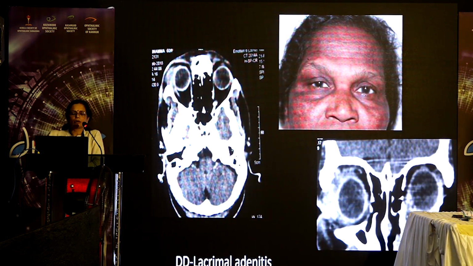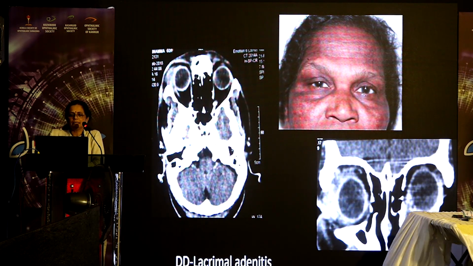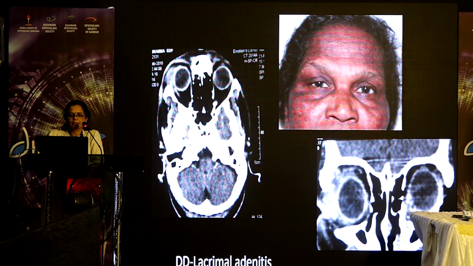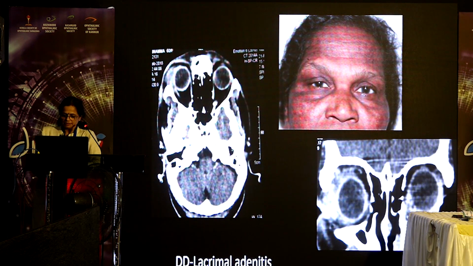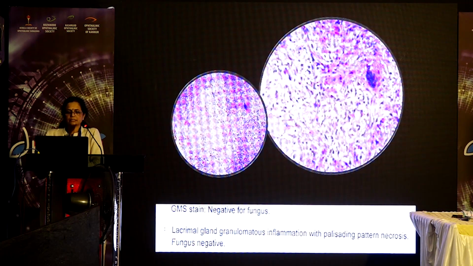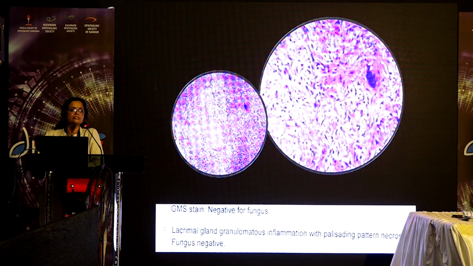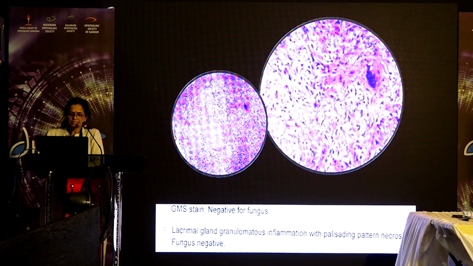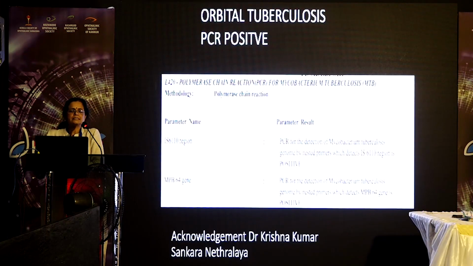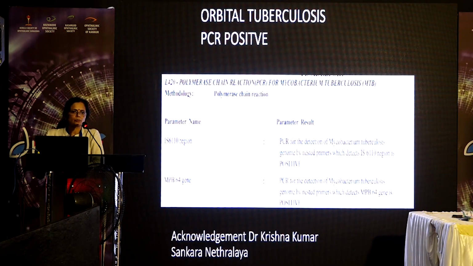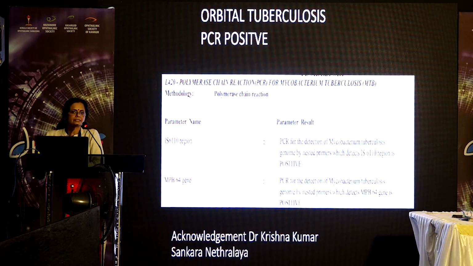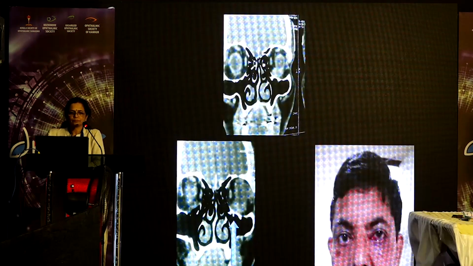This case again was a non-homogeneous mass in the lacrimal gland area. This was biopsied, and there was palisading pattern necrosis, and a fungus was suspected. We sent it to Sankara Nethralaya. The fungus was negative, but when they did a PCR, it was positive for orbital tuberculosis. So orbital tuberculosis can present in many ways.